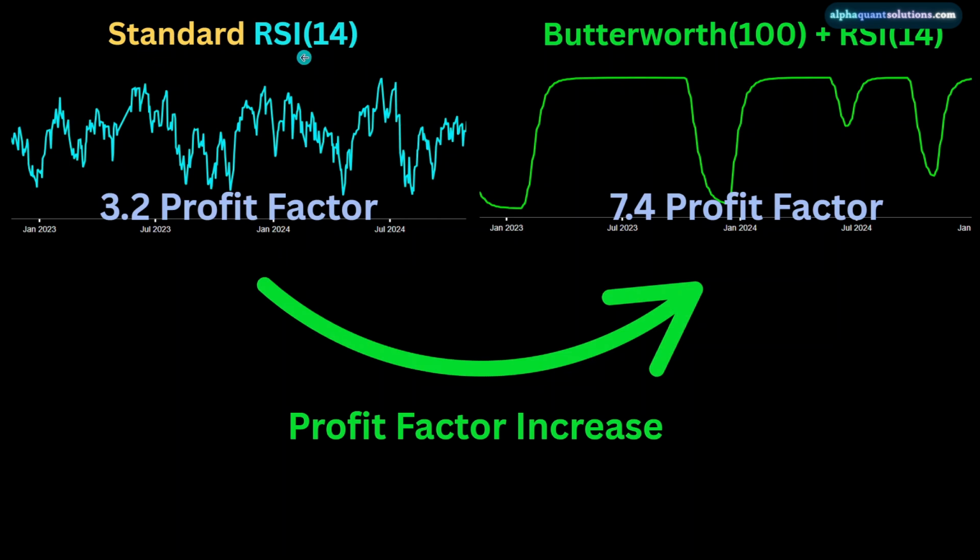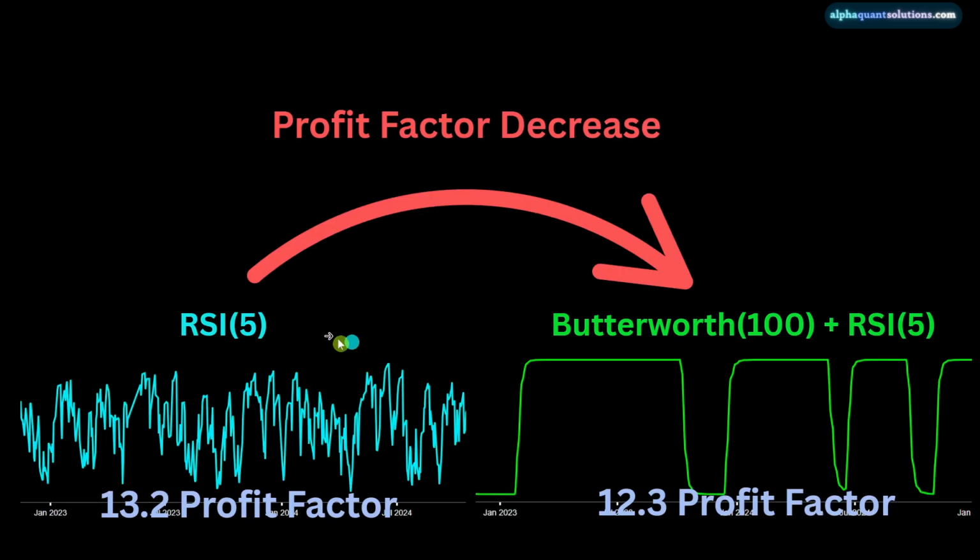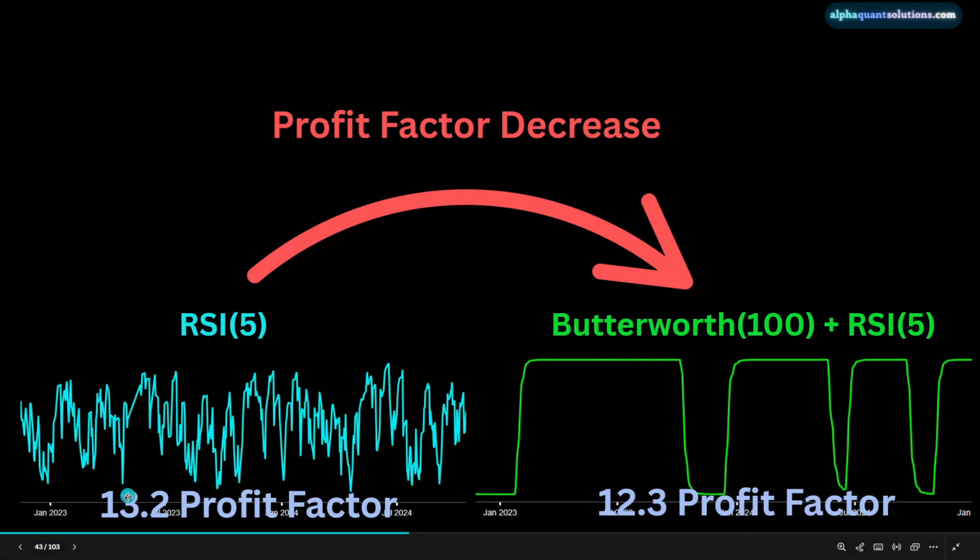We see that when we apply the RSI 14, we get a profit factor of 3.2, so much lower than what we had with the filtering. And when we apply the filtering, it actually bumps up the profit factor to 7.4. So in this case, with the RSI 14, applying the filtering is actually beneficial. But for the RSI 5, we see the reverse. We see that a plain RSI 5 has a profit factor of 13.2, and when we apply the filter, the profit factor decreases slightly, but it does still decrease.